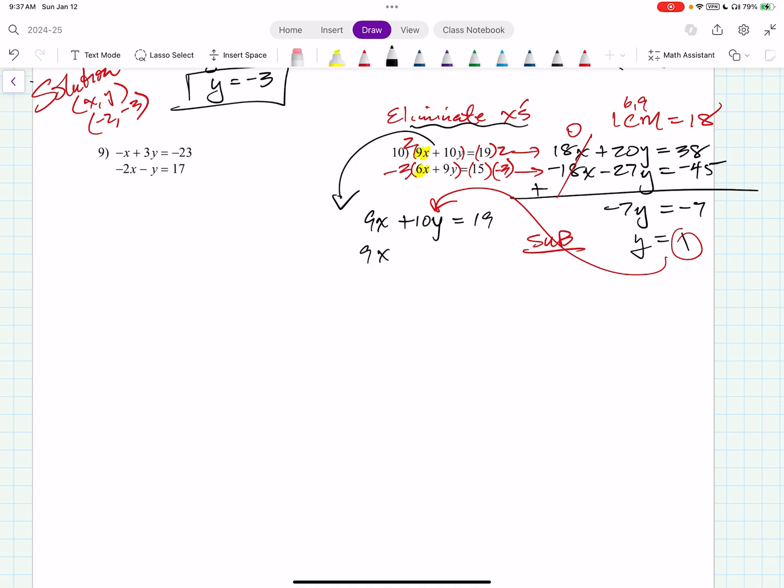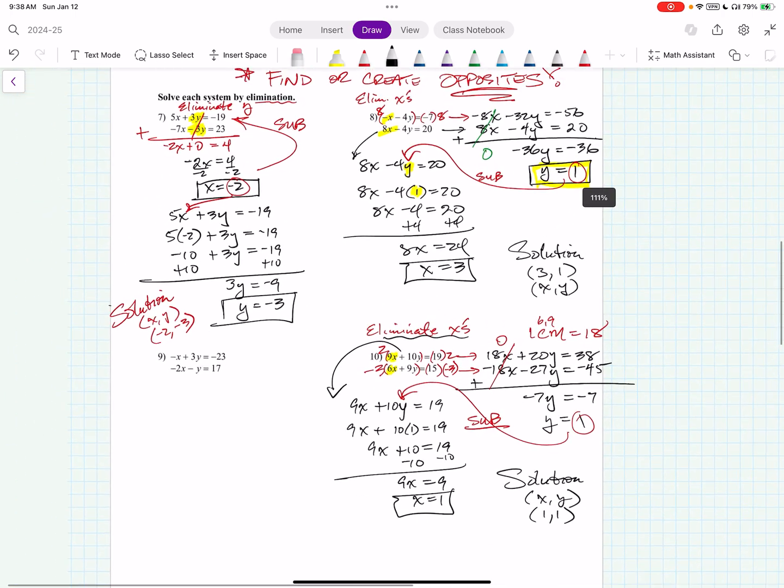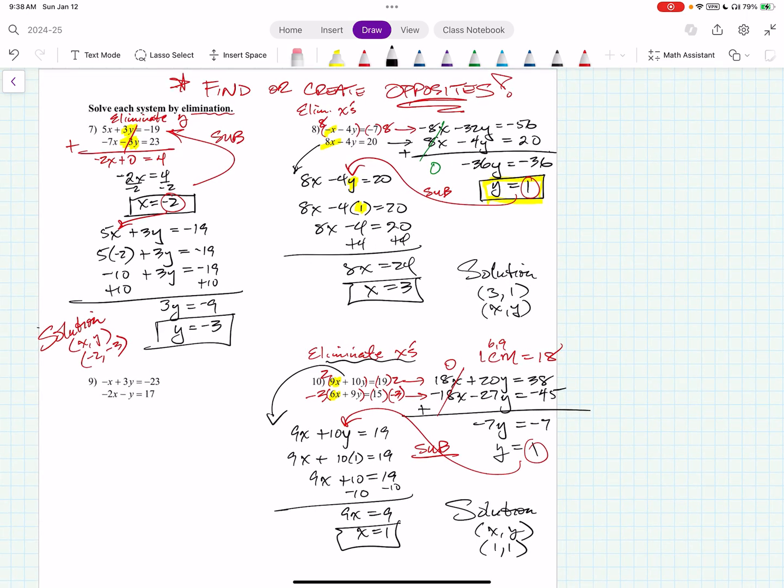So now we have 9x plus 10 times 1. 10 times 1 equals 19. That gives us 9x plus 10 equals 19. Add the opposite. You get 9x equals 9, and 9 times 1 is 9, so x is 1. So now I have my x value, and now my solution, which is always x comma y, in this case is 1 comma 1. And there we go. So the rest you can do on your own. That is right there a sample of all 3 methods for you to help you guys at home.